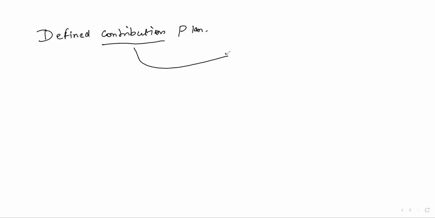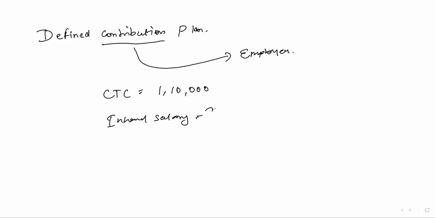Now, Nandini wants me to explain the defined contribution plan. When I say defined benefit or defined contribution, this contribution or benefit is with respect to the employer. Let's say your CTC for the company is 1,10,000. Your in-hand salary is, let's say, 90,000.